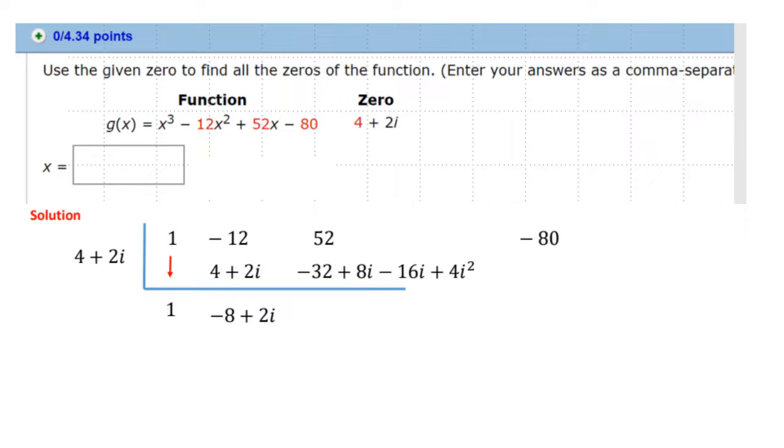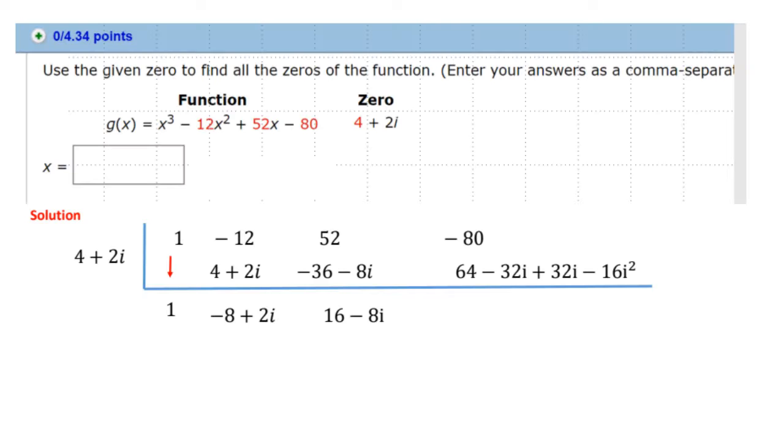Again, that's a little FOIL. Let's go ahead and simplify this equation, put it in standard form by combining our like terms, and we get negative 36 minus 8i. Now we can add these two again. We add the real with real. 52 minus 36 gives us 16 minus 8i.